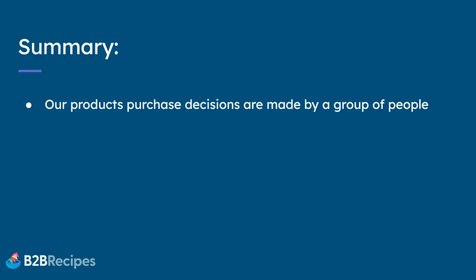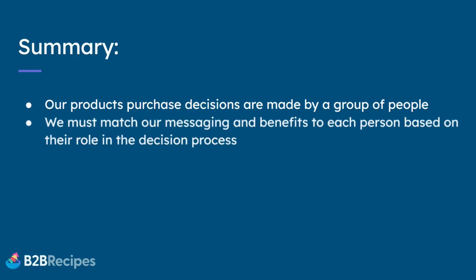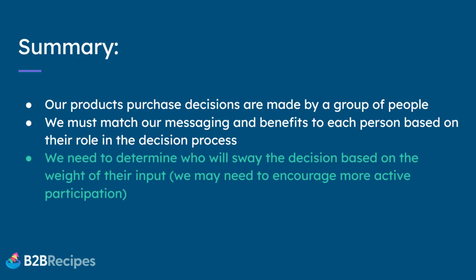In summary, our products and purchase decisions are going to be made by a group of people. We need to identify all of the people that we think are going to be involved with that decision process over time. We need to match our messaging and the benefits to each person based on their role in the decision process. We go into this in more detail in selling to the decision team. We need to determine who's going to end up swaying the decision based on the weight of their input, based on the emphasis for who do we think is actually going to have the most input on which products to buy.